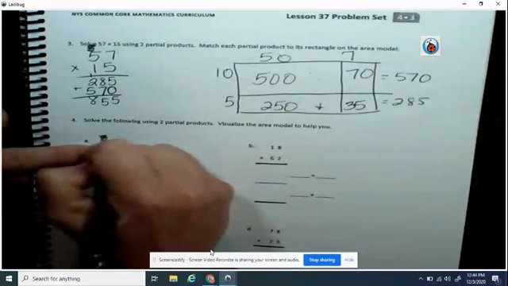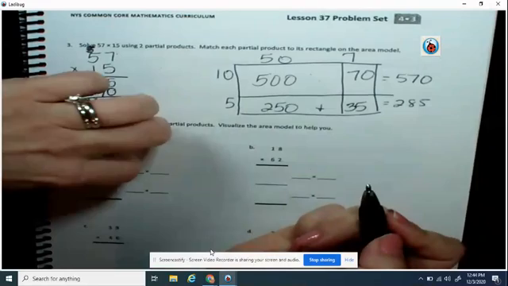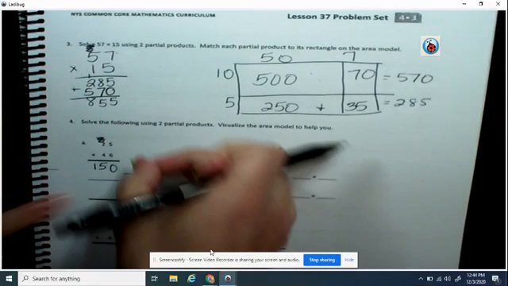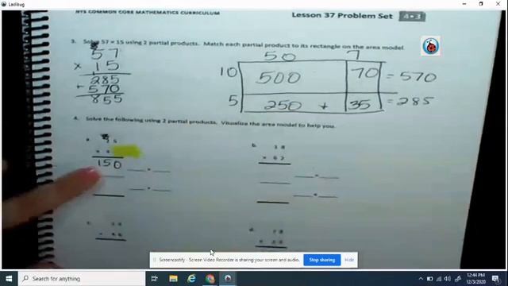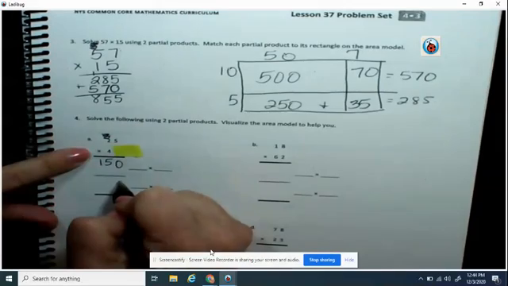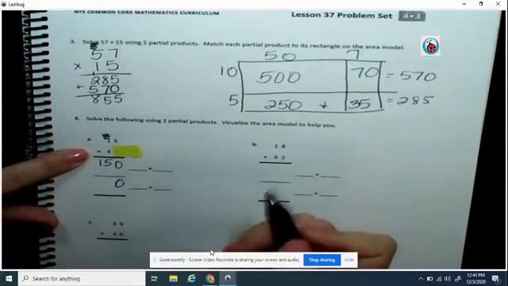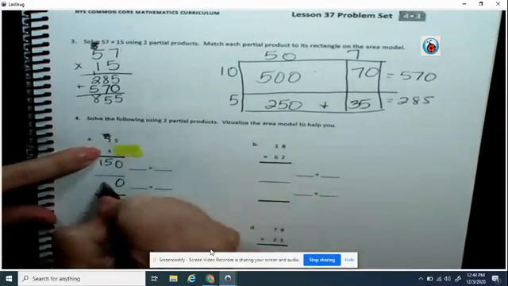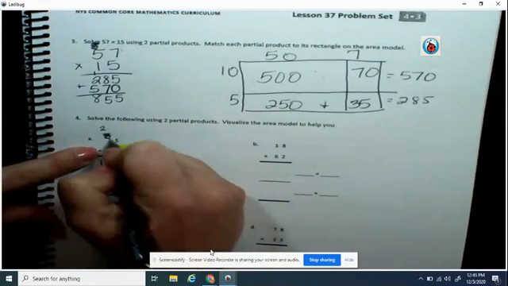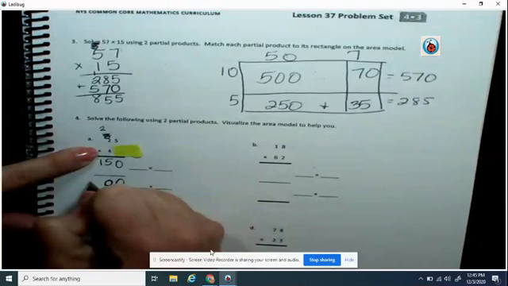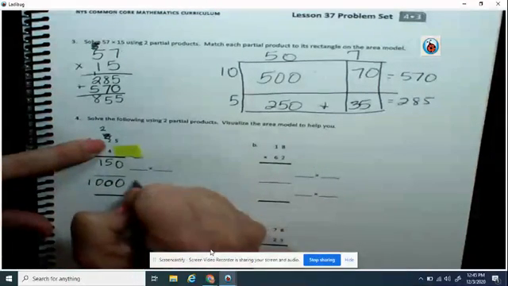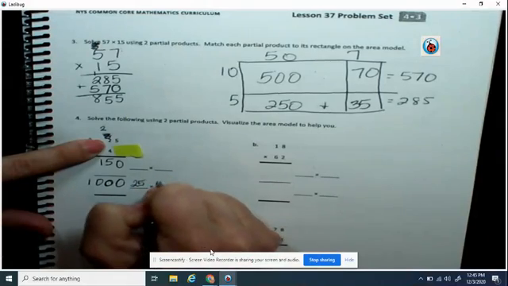I'm cleaning my house. Get rid of the 3. Move my Post-it. Ignore the ones place. Move over to the tens. When I multiply by 10, I put my 0 on the end. 4 times 5 is 20, so I put my 0, and then the 2. 2 times 4 is 8, plus 2 more is 10. So it's 1,000. What we did here is 25 times 40, which is 1,000.